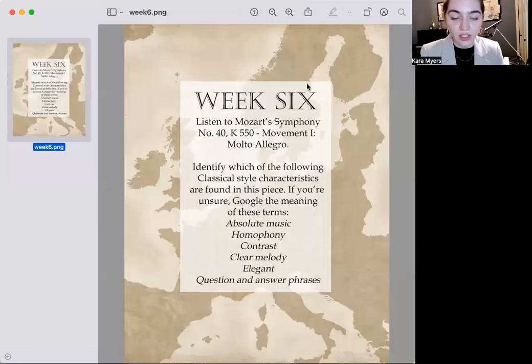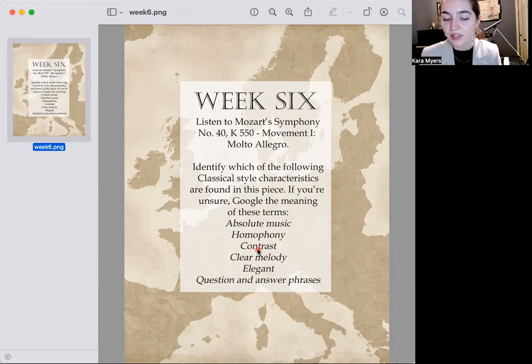For this week's Mozart challenge, you can listen to the Symphony number 40, Movement 1. I've sent the link in your lesson notes, so you can listen to that. It's just around 8 minutes long, I think. And then either while you're listening or after you listen, you can circle the classical characteristics that you hear in the piece. So I'm just going to run through each of these terms.